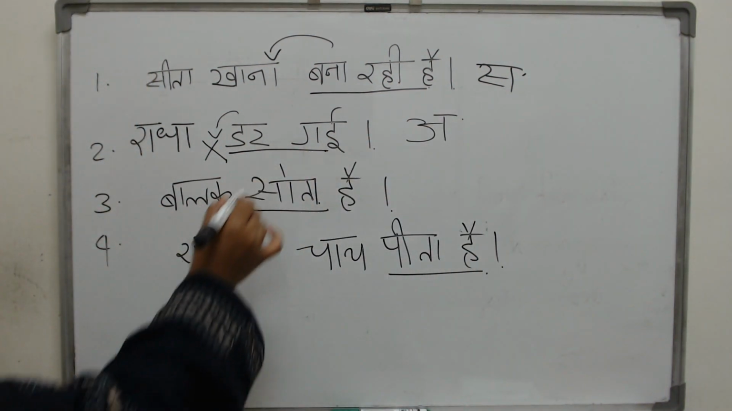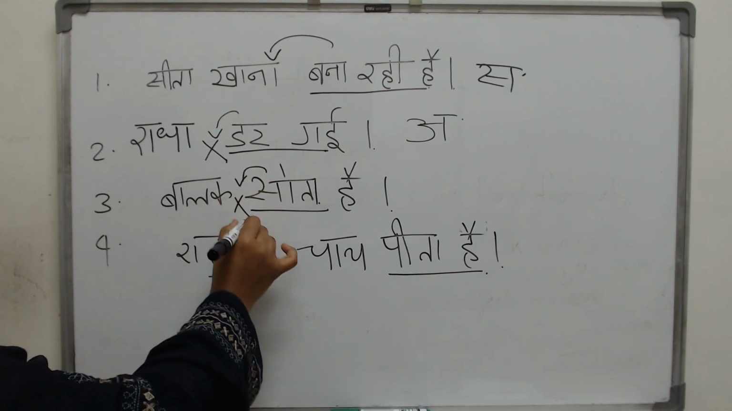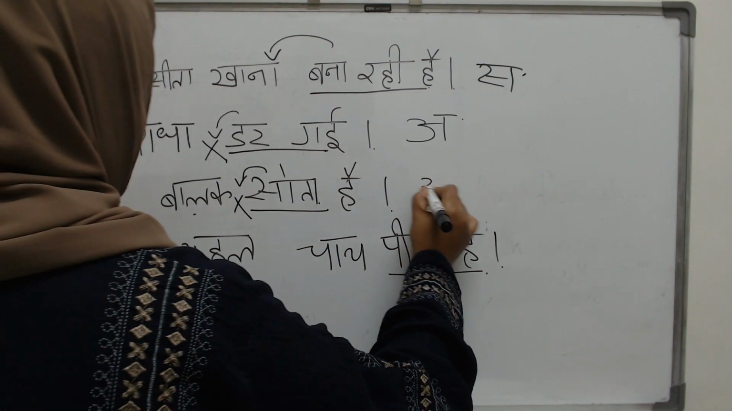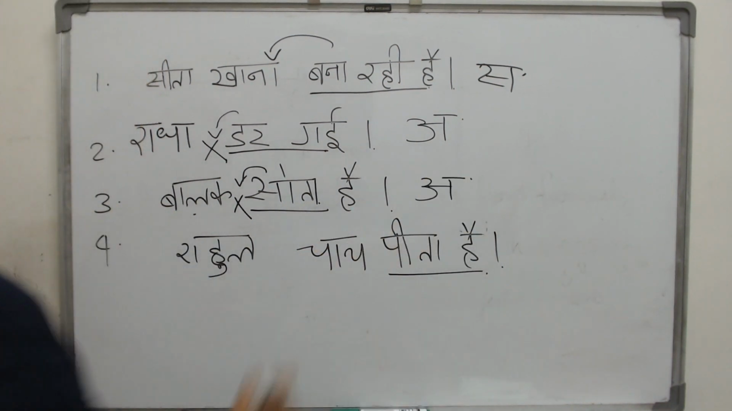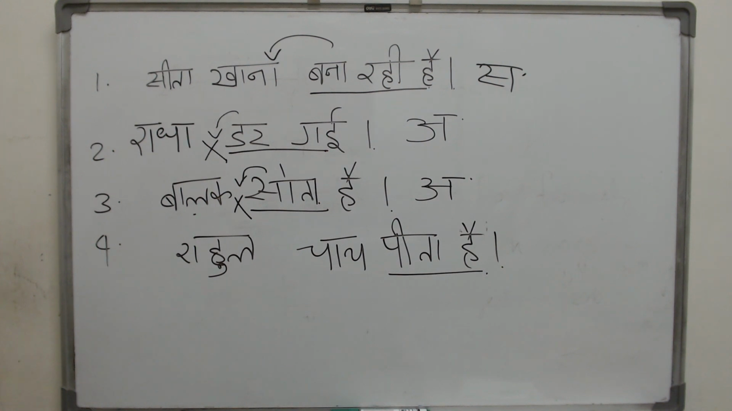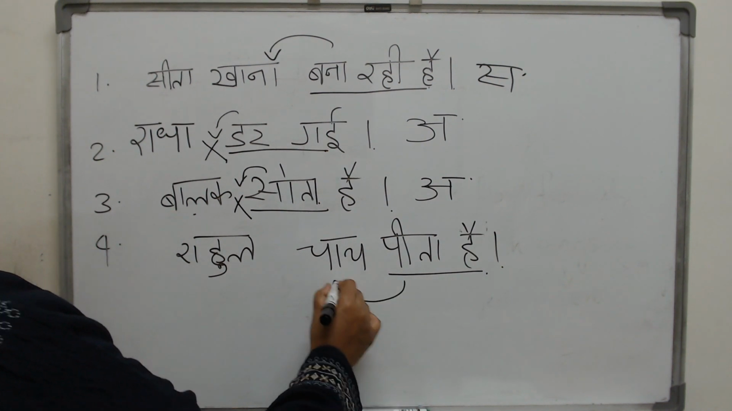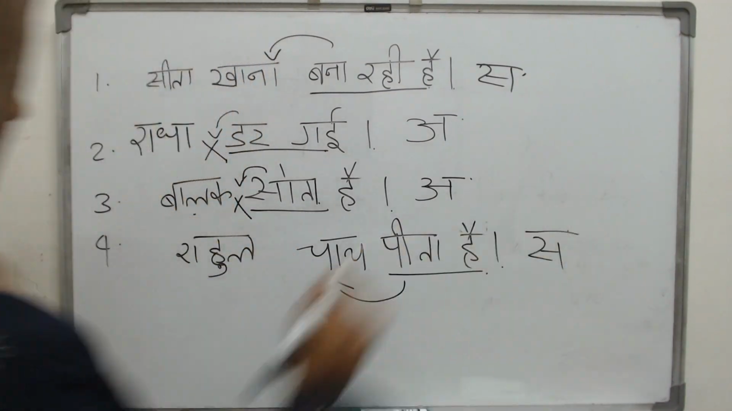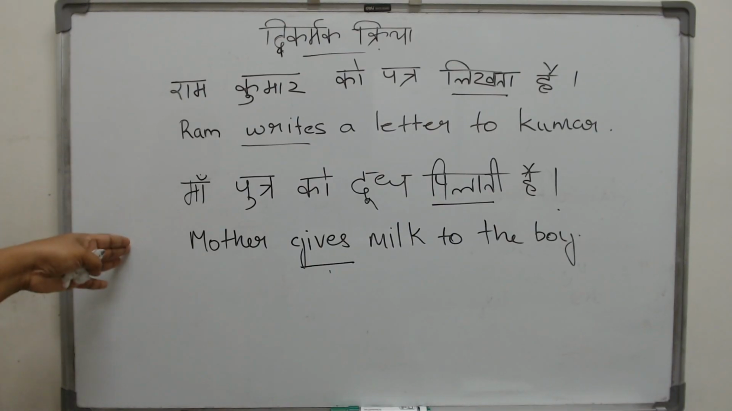Balak sota hai. Do you see anything here? No. All you have is the subject or the karta. Balak sota hai. Boy sleeps. So again akarmak. Rahul chai pita hai. Rahul kya pita hai? Rahul chai pita hai. Again it is sakarmak.